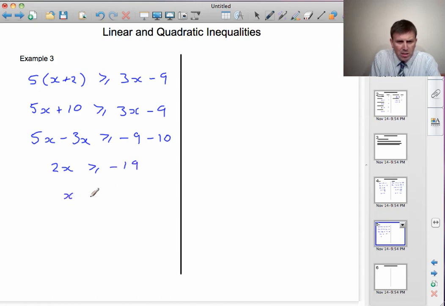So x is greater than or equal to minus 19 divided by 2. Again, I'm dividing here by a positive number, so it doesn't affect the direction of the inequality. A negative divided by a positive is a negative overall, so we can say x is greater than or equal to minus 19 over 2. And that concludes the examples on linear inequalities.